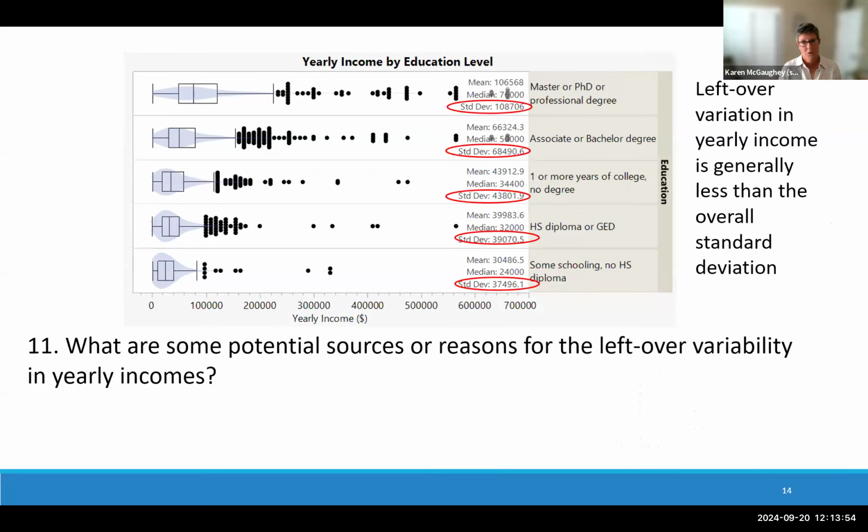So then, circling back to get students to think about: okay, education level explains some, but not all. There's still variation left after we account for education level. So what are some potential sources or reasons for that leftover variability in yearly incomes? We can go back to our original list. Those things that we have not yet accounted for ought to be responsible for some of this remaining variability.